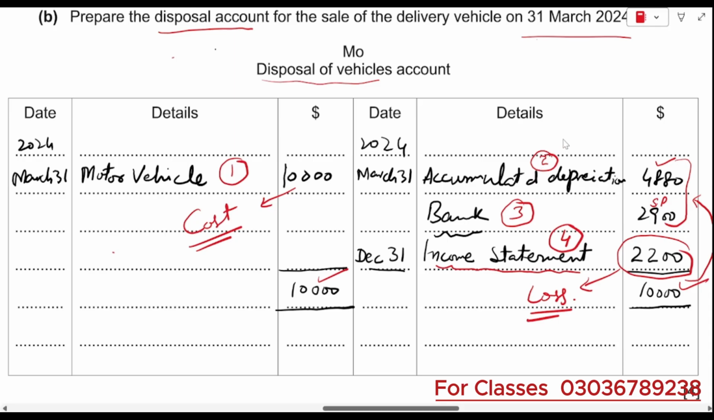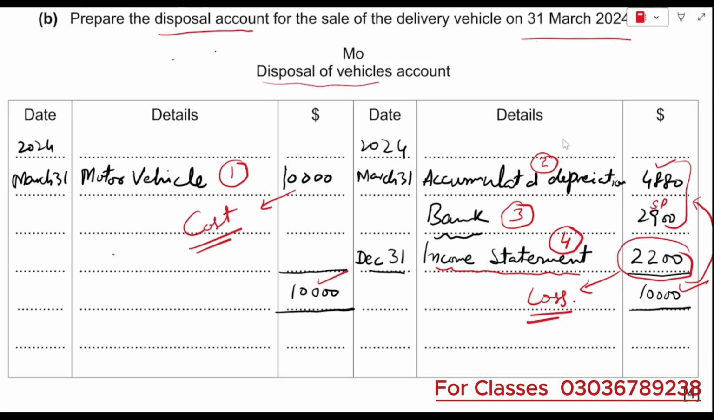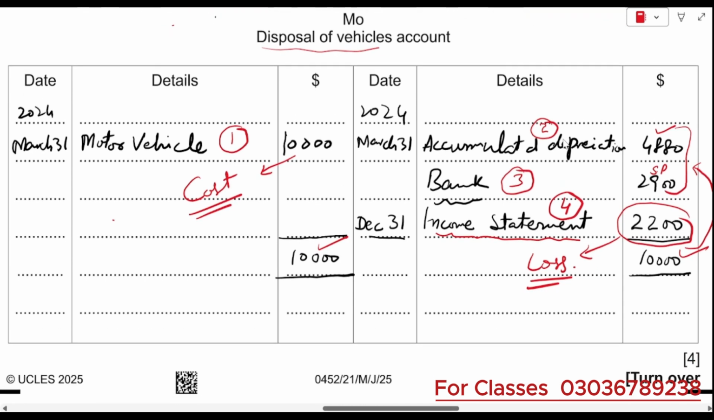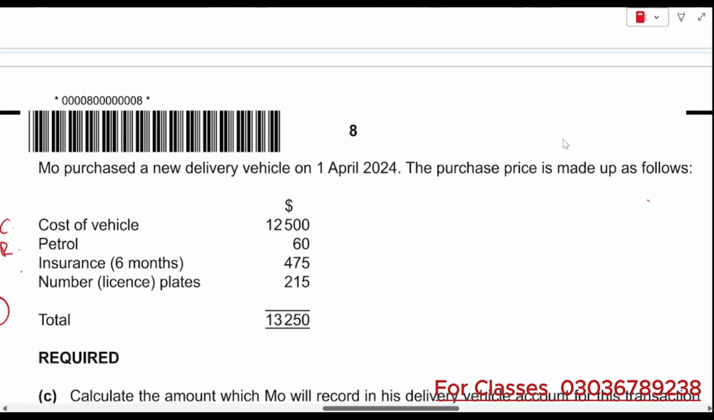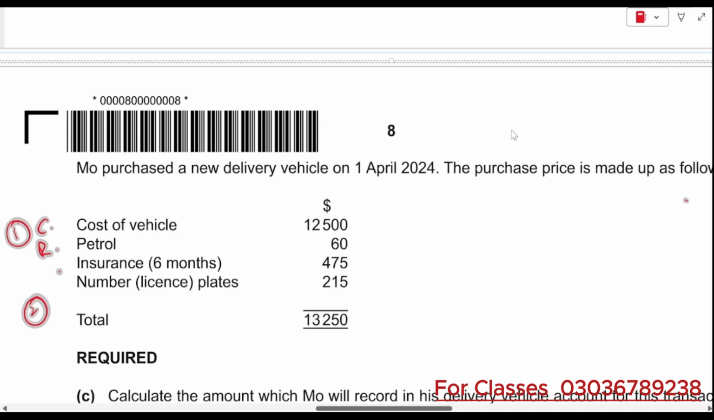So this was the disposal account. It carried 4 marks, and you have to solve it within 4 to 6 minutes. Okay, in your exam, you will have only 4 to 6 minutes for solving this disposal account. Okay, now we move to the next part of this question.